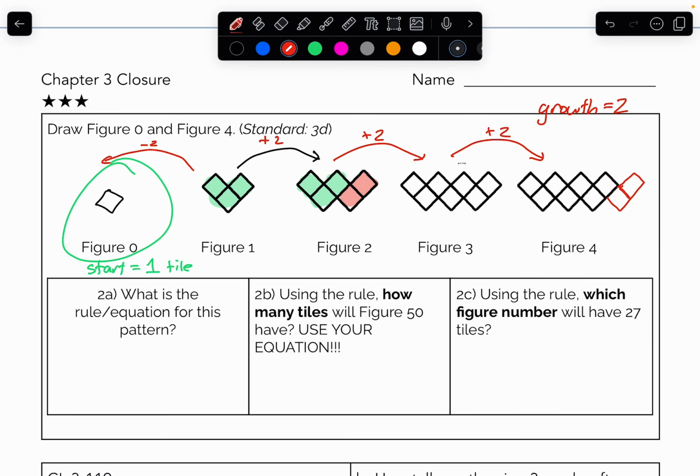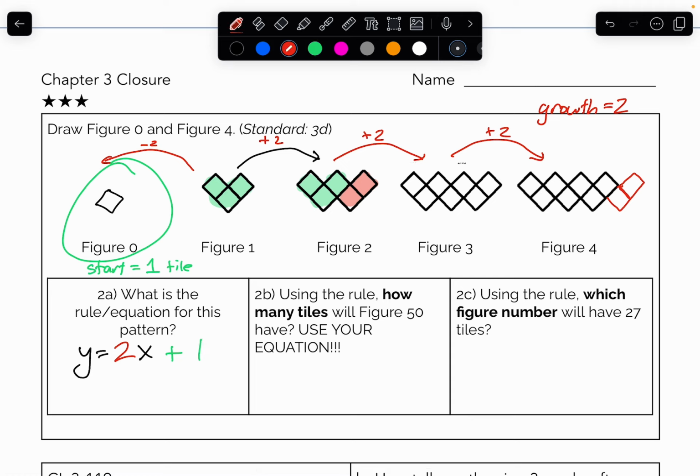Okay, what's the equation? Don't say adds 2. That's not the rule. You have to say it adds 2 but starts at 1. Okay? In other words, I'm going to say that the growth is 2 every x tile. 2 times. It's growing at 2 times. 2 every time. But it also needs to start at 1.